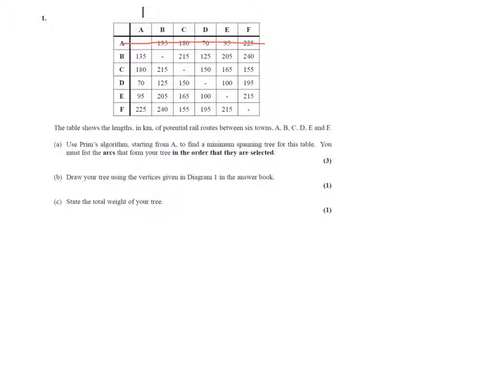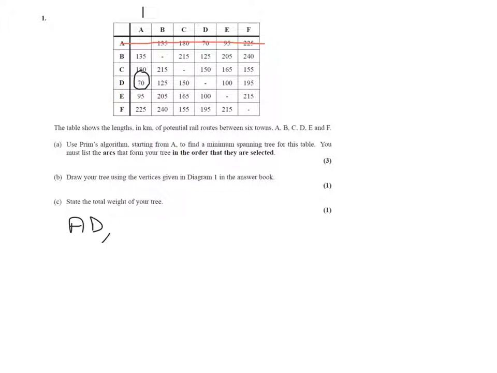We now need to put a ring around the lowest undeleted entry in the numbered column. The lowest undeleted entry in column 1 is clearly 70. So let's put a ring around the number 70. The ringed entry becomes the next arc to be added to the tree. So the first arc is AD, because from A to D is the smallest number.